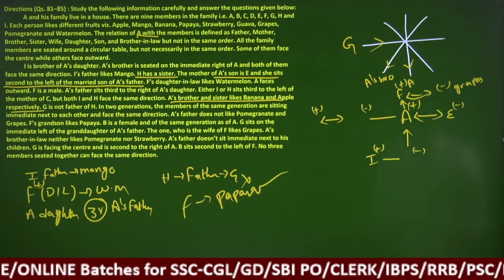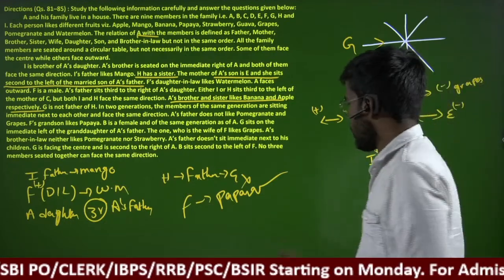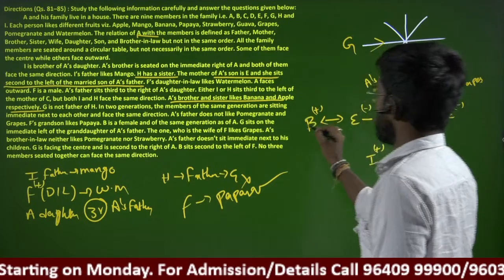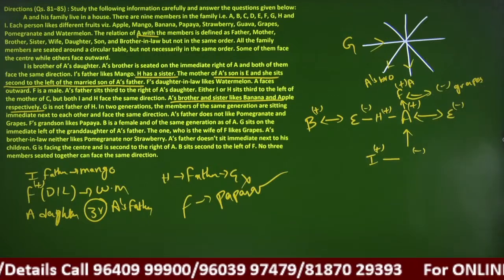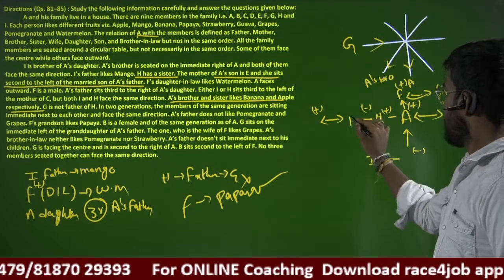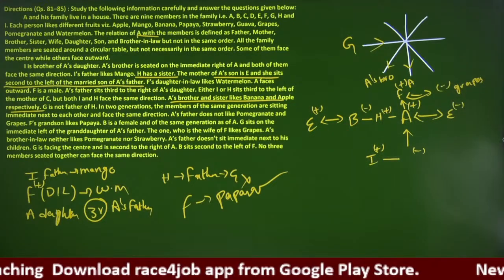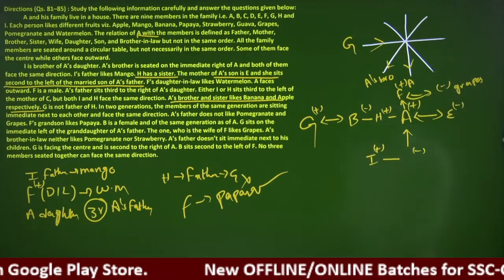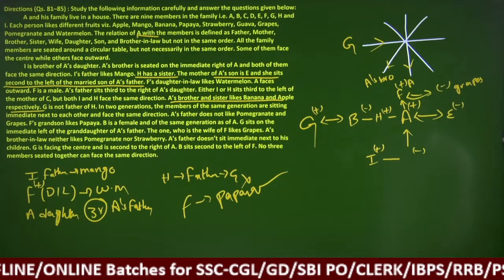Okay, next, let's see the problem. H is already there, and E and B will be brother-in-law. Sorry, I wrote the relation in reverse: B and E. G is married. Next, B is sitting second to the left of F. No three members seated together can face the same direction.